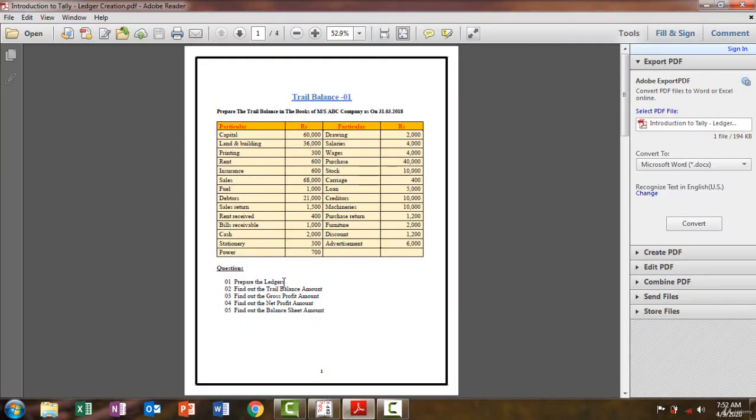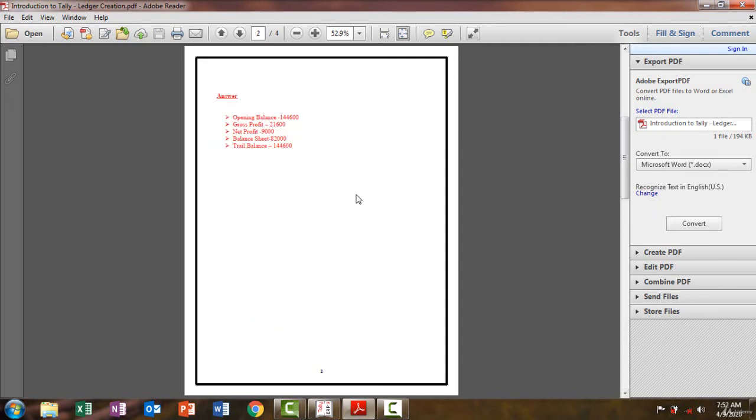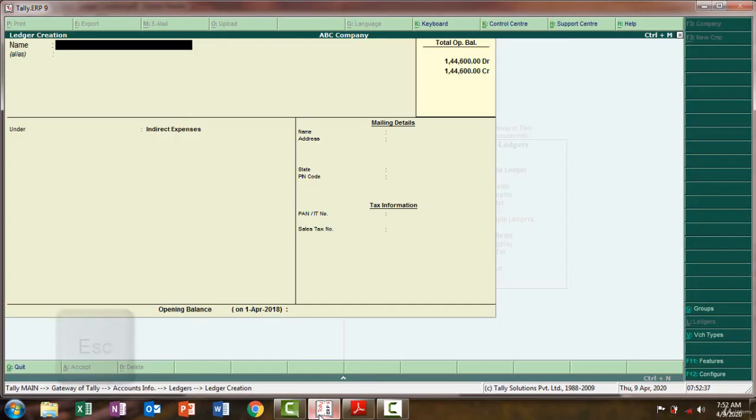So the first one, prepare the ledgers. We have already created the ledgers. And the second one, find out the trial balance amount. You can see the answer. Opening balance or trial balance 144,600. How can we see?